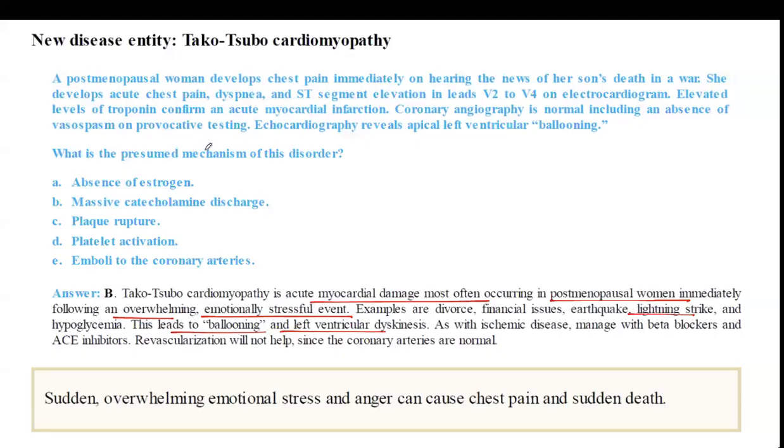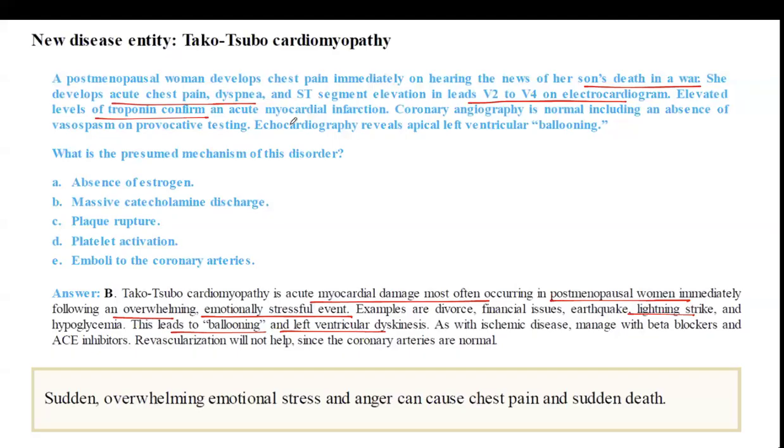Okay, so you can see this question: a postmenopausal woman develops chest pain immediately on hearing the news of her son's death in a war. She develops acute chest pain, shortness of breath, and also ST elevation in lead V2 to V4 on ECG. And she has elevated troponin. So this is why it becomes very confusing.